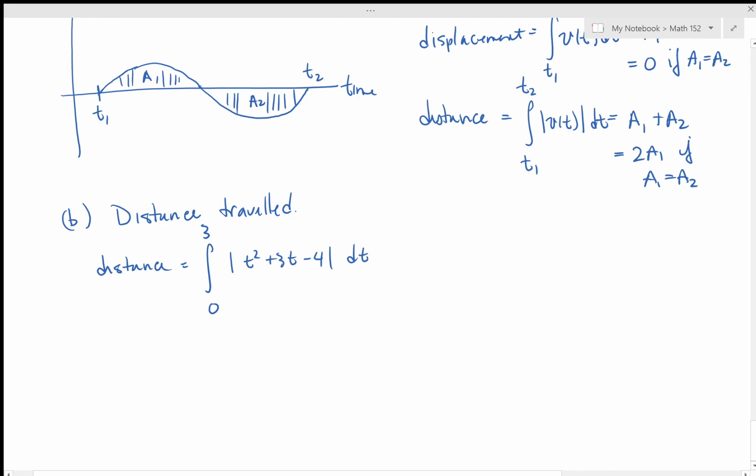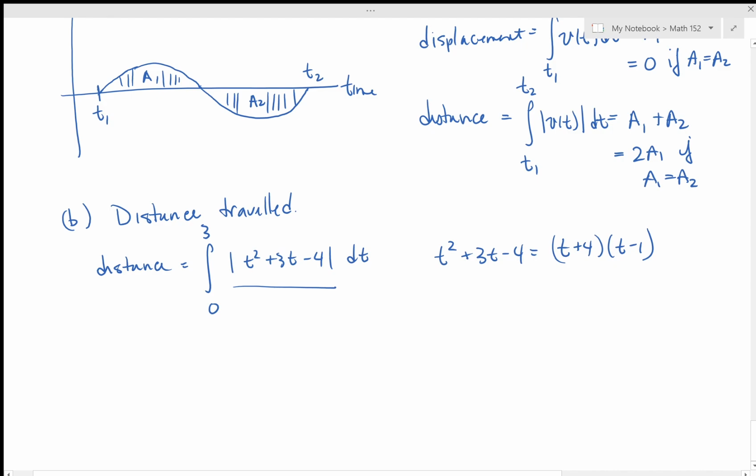Okay, so now we have to understand in what parts of the interval this is positive and which parts are negative. To do that, I'm going to factor. I'm going to write t squared plus 3t minus 4 in its factored form, which is going to be t plus 4 multiplied by t minus 1.